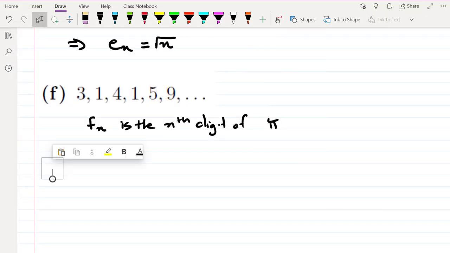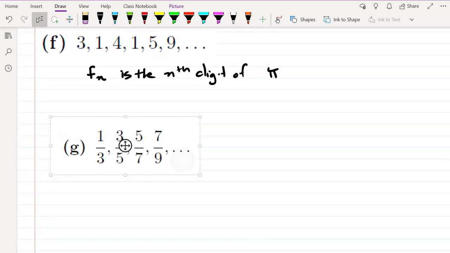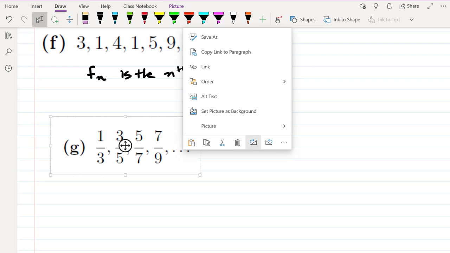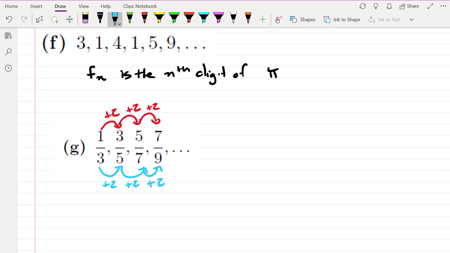All right, let's take a look at our next sequence. So in G, we have the sequence 1/3, 3/5, 5/7, 7/9. When we have something like this, oftentimes it's good to analyze the numerator and denominator separately. So to go from 1 to 3, I'm adding 2. To go from 3 to 5, I'm adding 2. And to go from 5 to 7, I'm also adding 2. Similarly, in the denominator, I'm doing the same thing. I go from 3 to 5 by adding 2, from 5 to 7 by adding 2, and from 7 to 9 by adding 2.